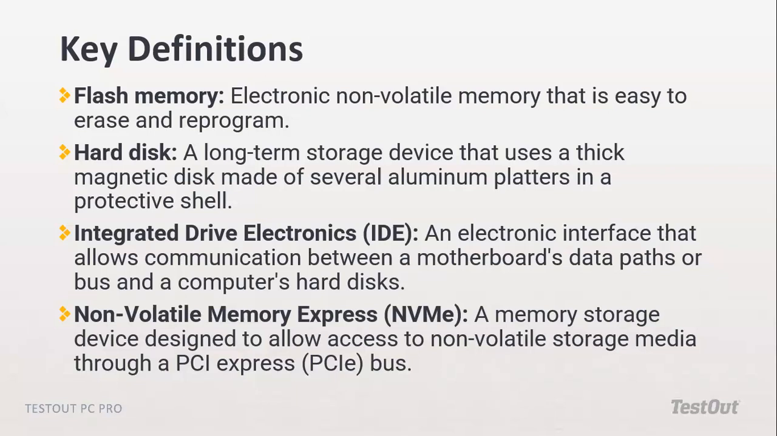Next we have the hard disk drive. It's a long-term storage device that uses a thick magnetic disk made of several aluminum platters in a protective shell. The hard disk drive is a type of storage device that uses magnetic fields to store, write, and read data. Reading and writing means saving and reading in general.